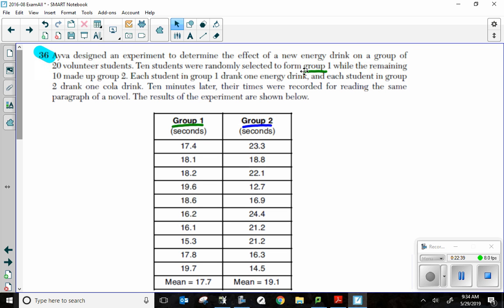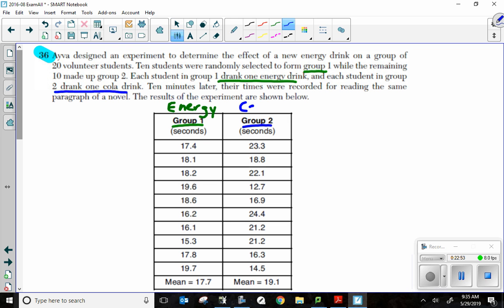Each student in group 1 drank one energy drink. Energy drink, all right? One energy drink, group 1. And each student in group 2 drank a cola drink. Cola. Now, 10 minutes later, their times were recorded for reading the same paragraph of a novel. The results of the experiment are shown below.